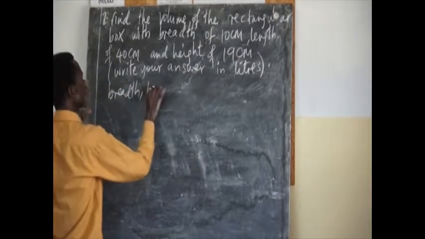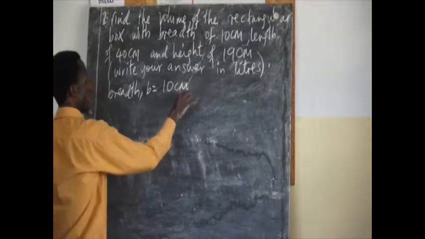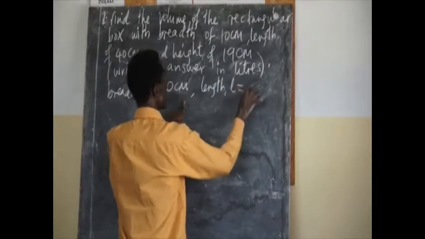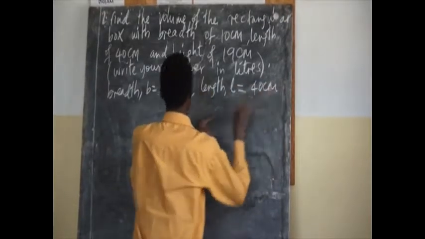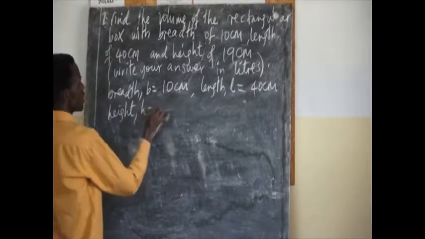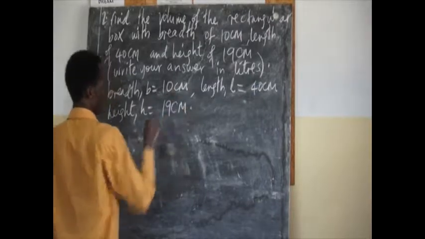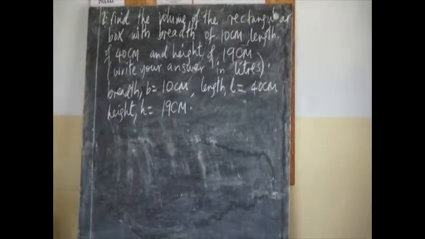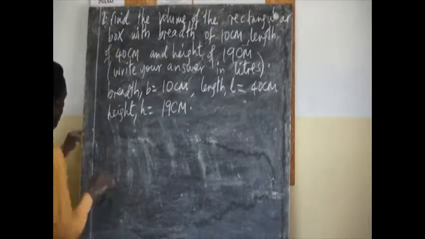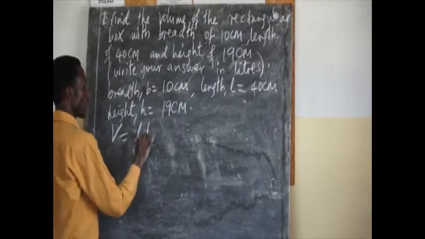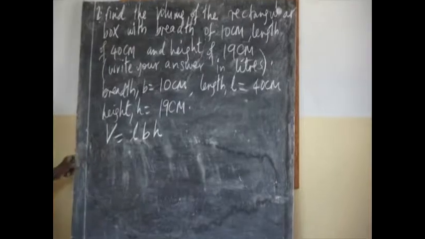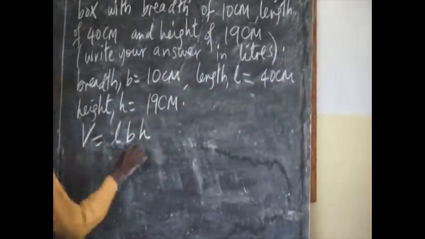Now, the width represented by B is equal to 10 centimeter. And then the length, represented by L, is equal to 40 centimeter. And then we just have height. Height is equal to 19 centimeters. Now, the question is to find out the volume of the rectangular box in liters. Now we know volume is equal to length times width times height. Length is equal to 40 centimeters.